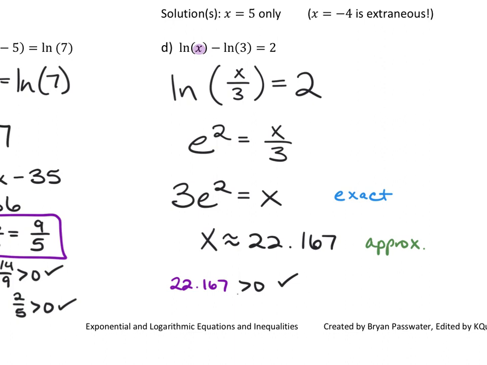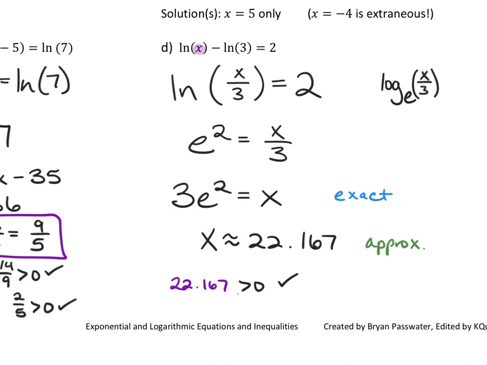Where do you get the e squared? A natural logarithm, remember, has a sneaky base of e. So this is written as natural logarithm, but it could also be written as log base e of x over 3. We just don't normally write them like that. We write it with natural log.